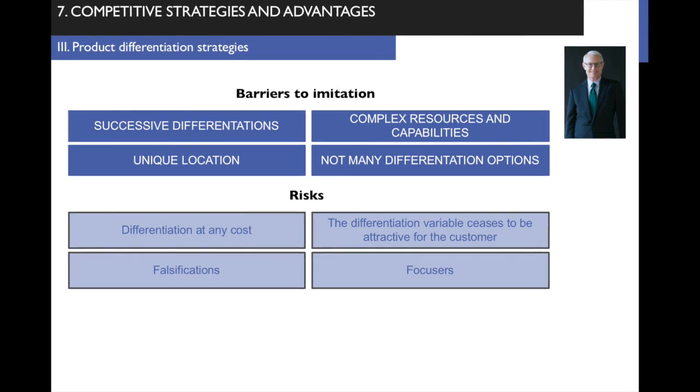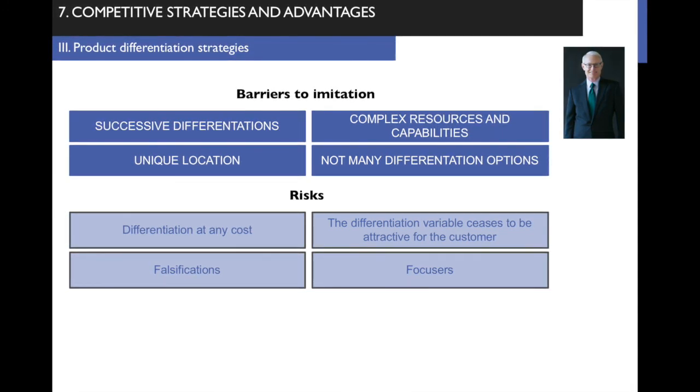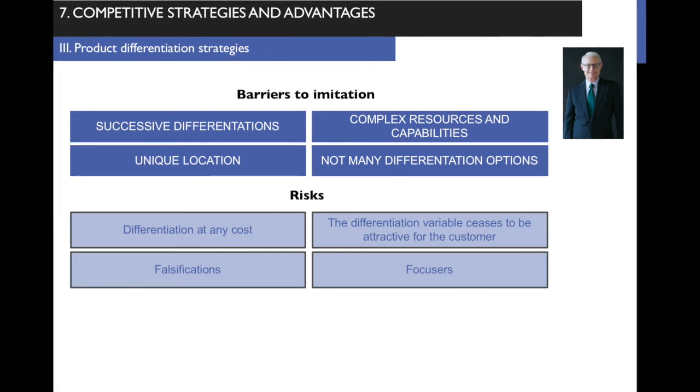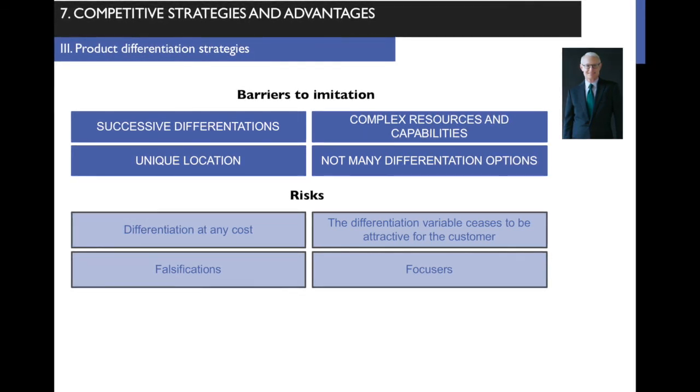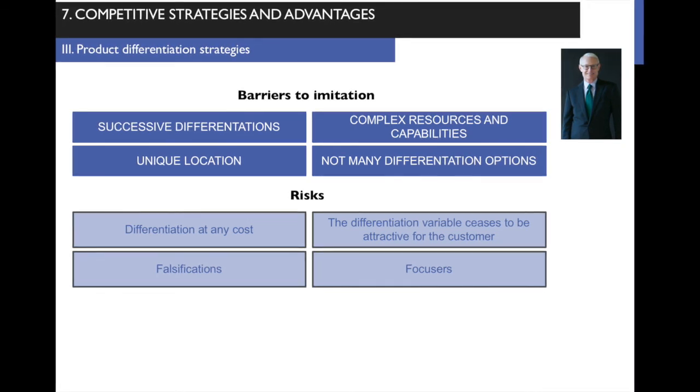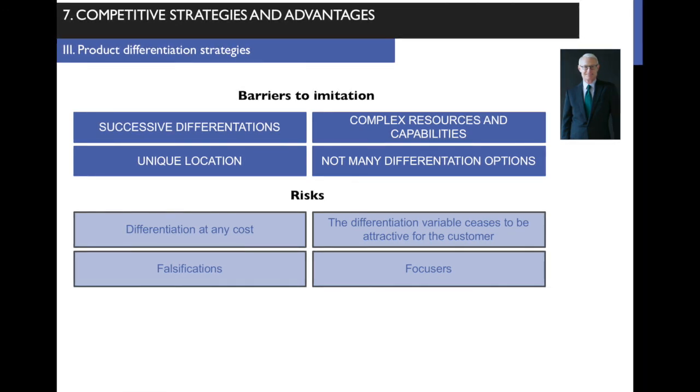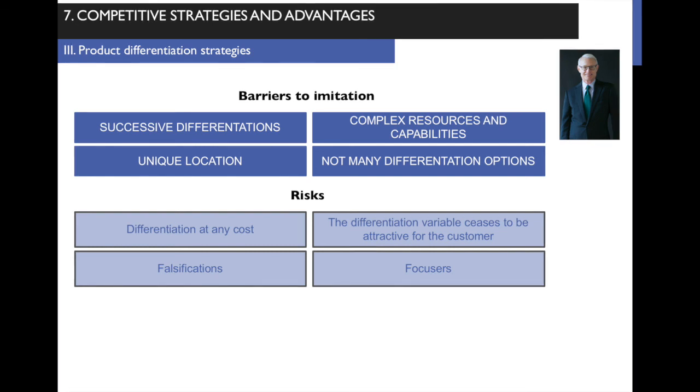Then, products operating under this strategy can be falsified. There are going to be companies which will try to imitate them. You don't imitate a cheap product; you try to imitate an expensive product. And finally, focusers can also be a risk for product differentiation. Why? Because they can be more differentiated, as they are specialized on a given product, something more specific, something more focused. Okay, this is about product differentiation, which is the other competitive advantage of Porter's model.